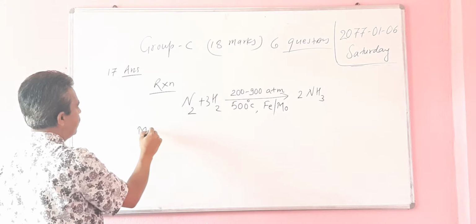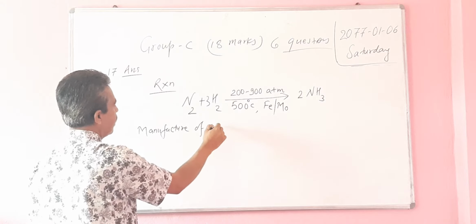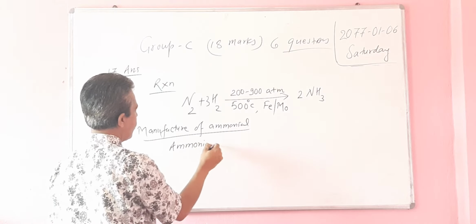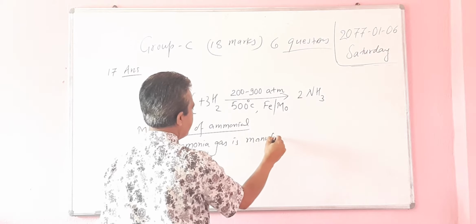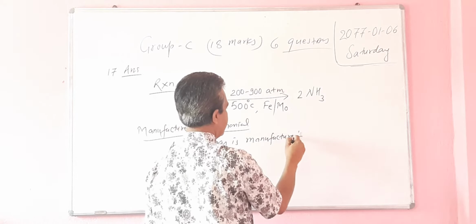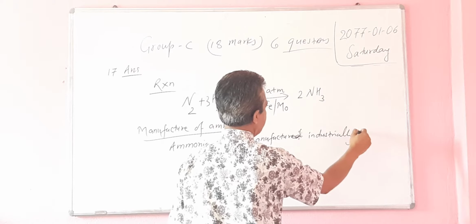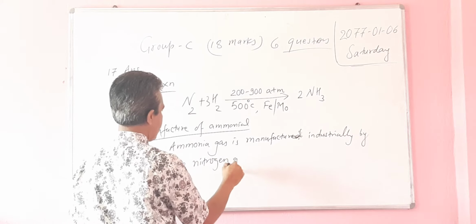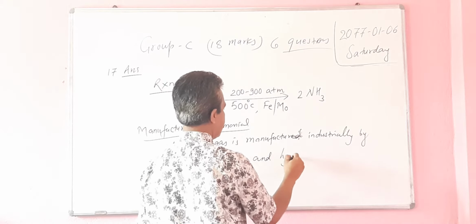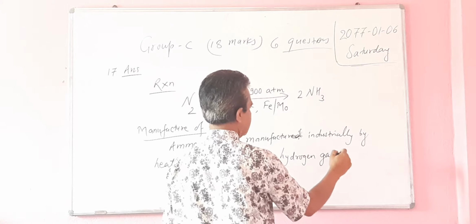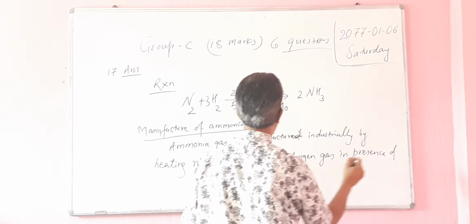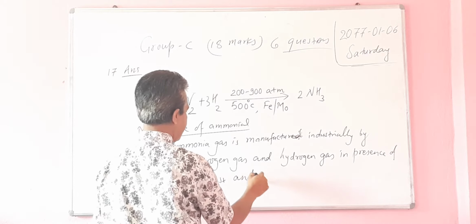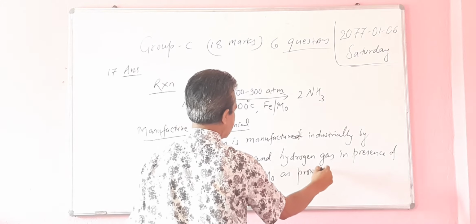So, manufacture of ammonia. Ammonia gas is manufactured industrially by heating nitrogen gas and hydrogen gas in presence of Fe as catalyst and Mo as promoter.